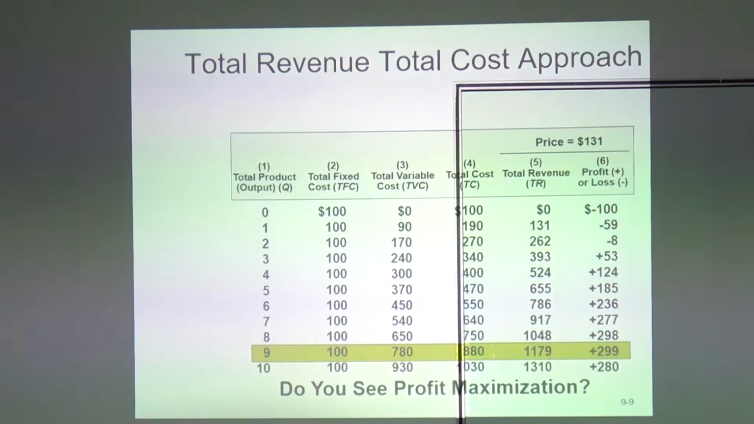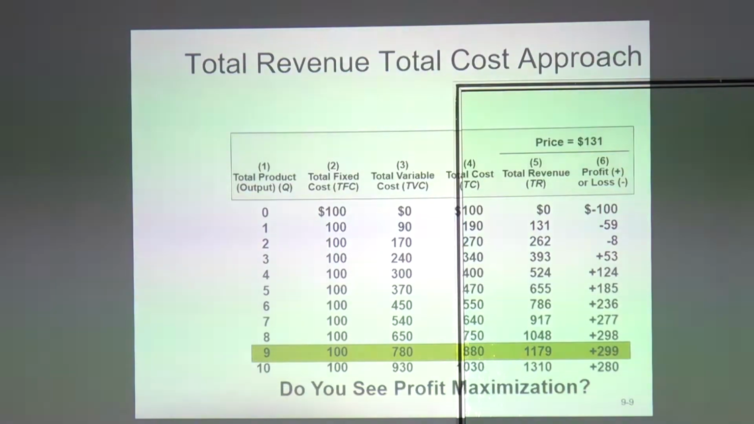When we don't produce and sell any unit, total revenue will be 0 times 131. When we sell 1 unit, total revenue will be 1 times 131, so $131. When we produce 2 units, total revenue will be 2 times 131, so we have $262. When we produce 3 units, 3 times 131, $393 total revenue, and so on. Once we have the figures for total revenue, we take the total revenue minus the total cost figures. In other words, column number 5 minus column number 4 to get column number 6, which is total profit.